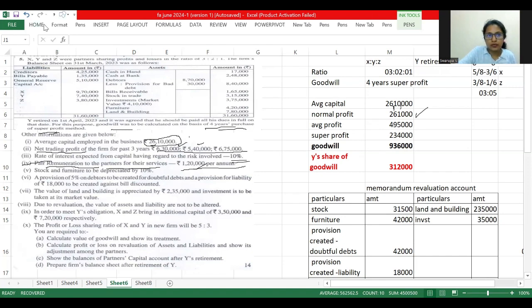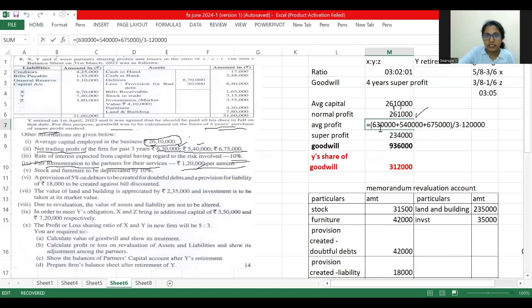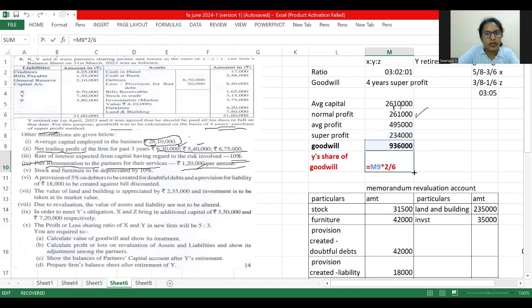Okay, so it is 3 lakh, 6 lakh 30, 5 lakh 40, 6 lakh 75 by 3 minus 1 lakh 20,000. Because it is the same 1 lakh 20,000, I have first taken the average profit and just reduced 1 lakh 20,000 from it. So the difference between normal profit and average profit is the super profit. Super profit multiplied by 4, because it is 4 years purchase, gives you the goodwill. And what is Y's share? Y's share is this goodwill amount into 2 by 6. That is Y's share.